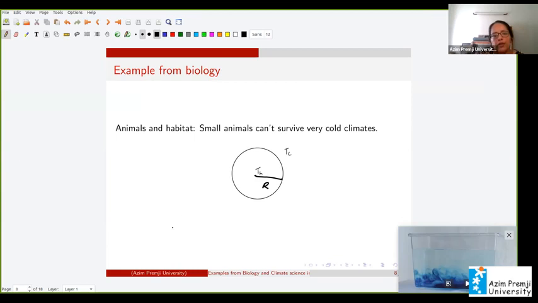Okay. So to work this out, you use the understanding that the rate of heat production should be proportional to the volume. Okay, so rate of heat production.